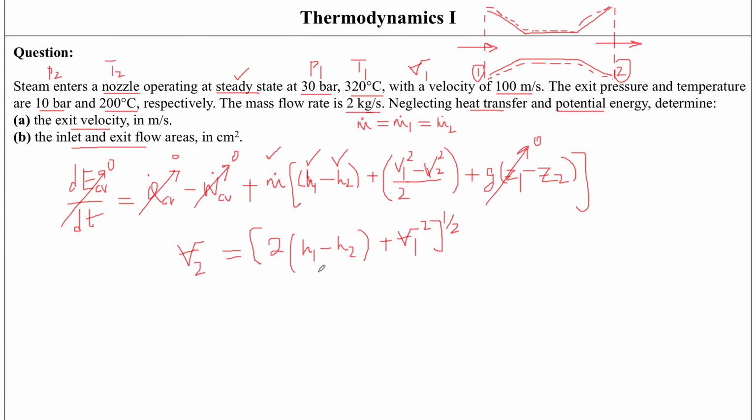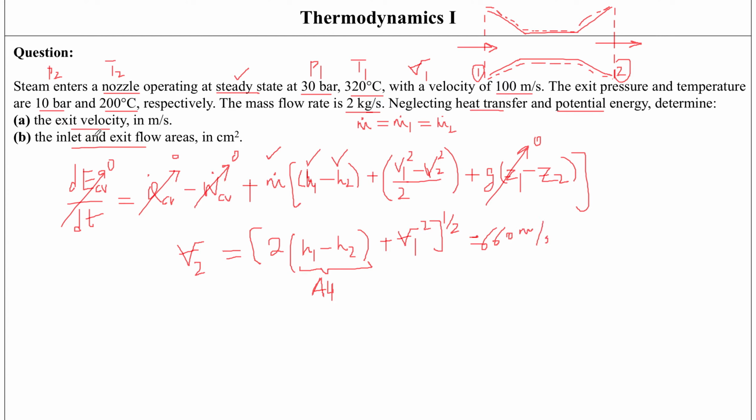Just to give you more of a hint about how to find H1 and H2, you can go to table A4 because you're dealing with steam, so water. From there you start finding H1 and H2. Once you know those two, you can plug them in here. You already know V1, so you're going to be able to find V2. I'm just going to give you an approximate answer so you can check against it. It's going to be around 660 meters per second.